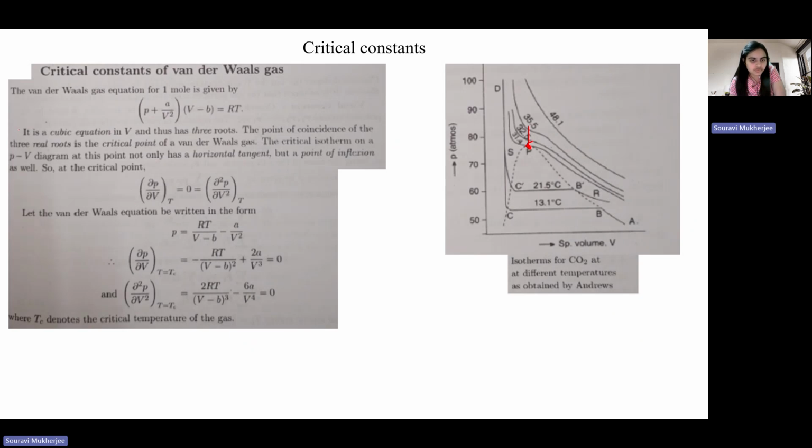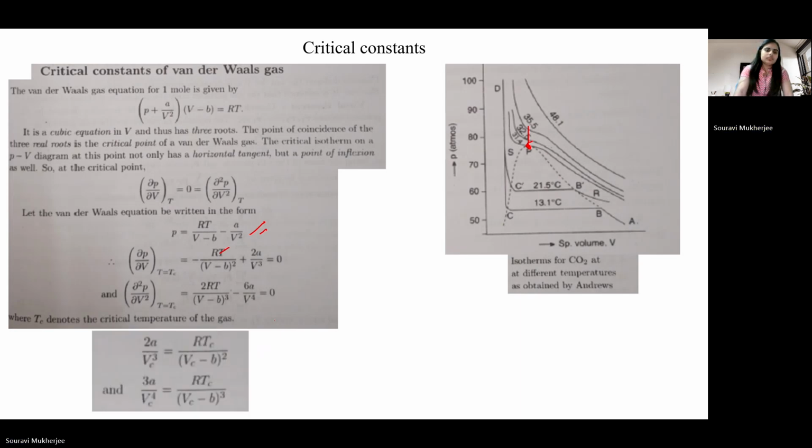So now from the equation of a van der Waals gas, you can write an expression for pressure, and then you can solve for del P del V and del square P del V square. If you solve for these two, you can simplify and write it as something like this. So when del square P del V square and del P del V go to 0, that's the critical point. Here the temperature is represented as Tc, volume as Vc, and pressure as Pc. These are all critical constants.